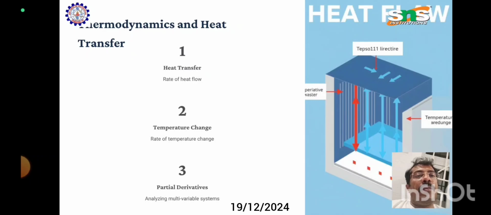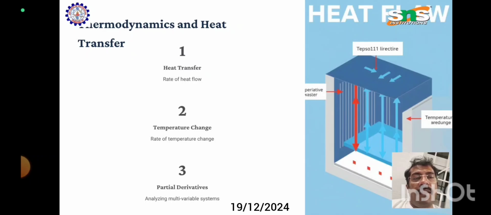So when I talk about heat transfer, what really happens? There is a flow of heat from one point to the other. So how to measure it, how to understand the rate of change. In order to understand the rate of heat flow, it is very important to study the flow. So in those areas we use the concept of differential calculus.